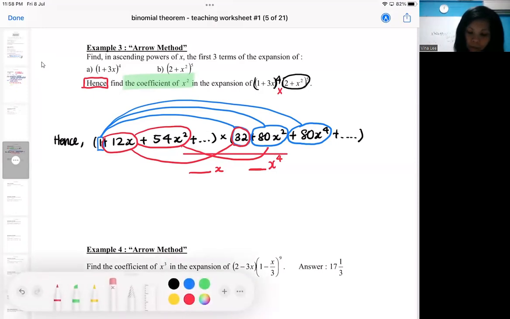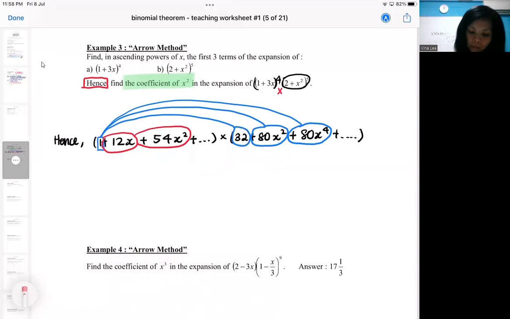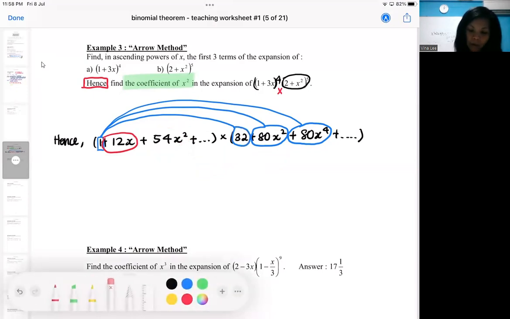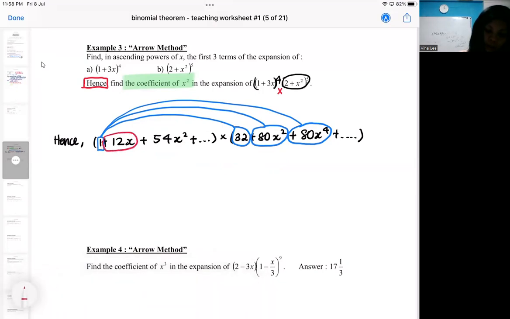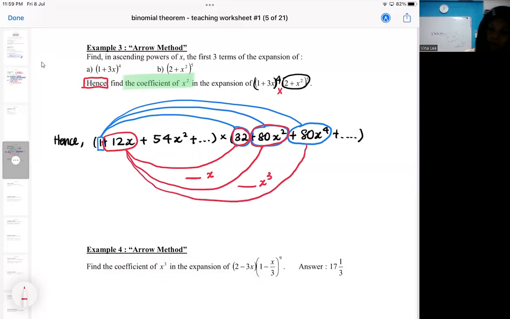I backtrack first. This 12x, backtrack to this one first, times 32 will give you something x. The same 12x times this will give you something x cubed. The same 12x times this will give you something x^5. So these are my 6 arrows.